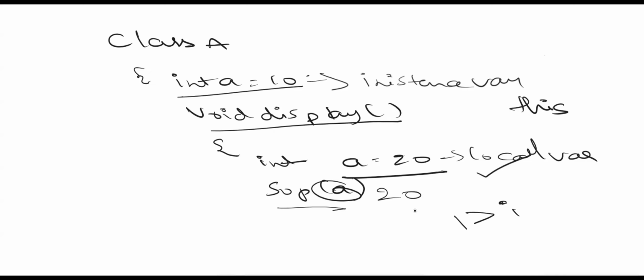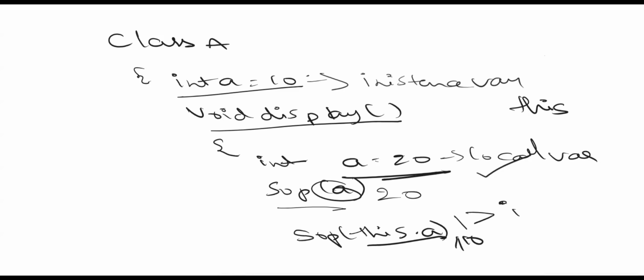For this problem they have introduced the this keyword. If we write SOP of this dot a, then it prints 10 as the output, because when we write the this keyword, it first gives preference to the instance variables, not the local variables which are present inside the method.